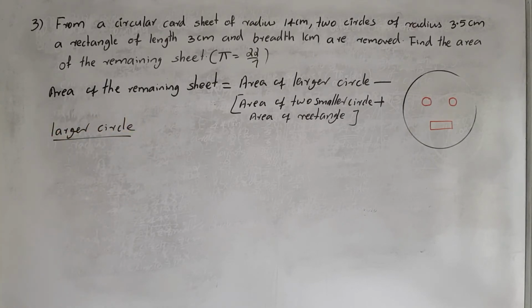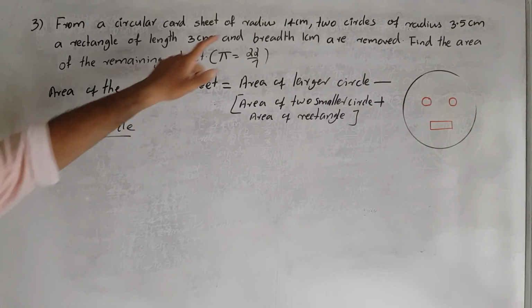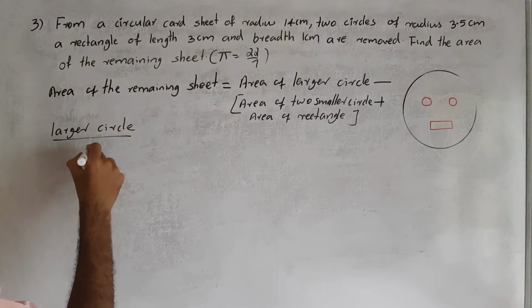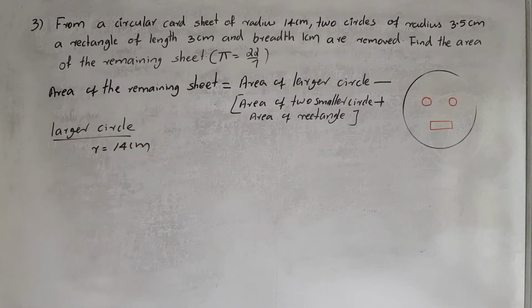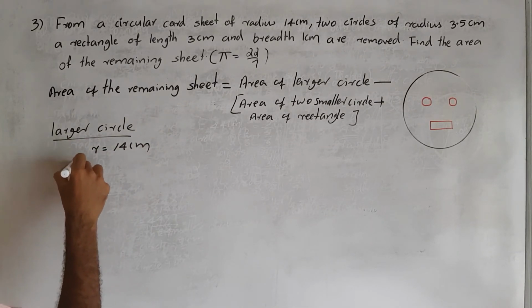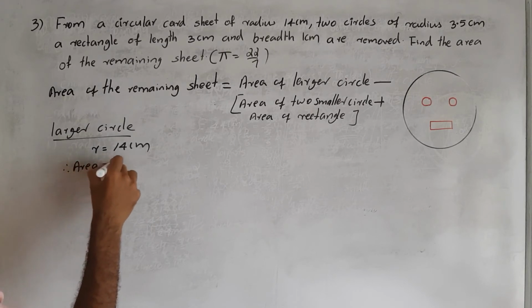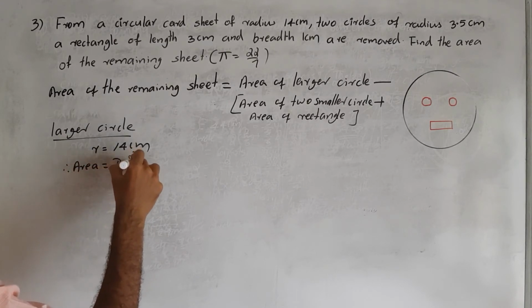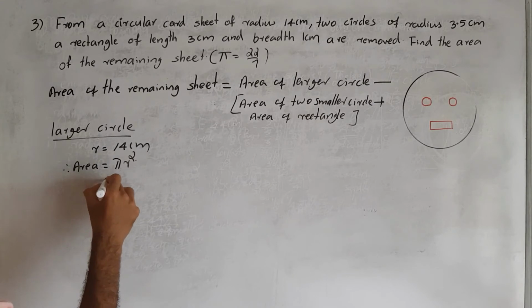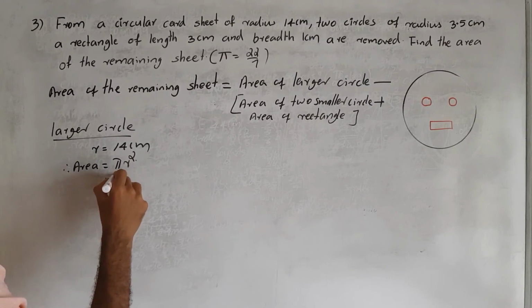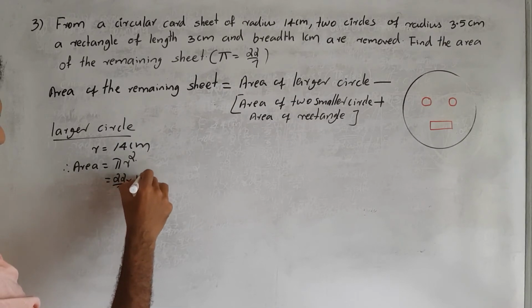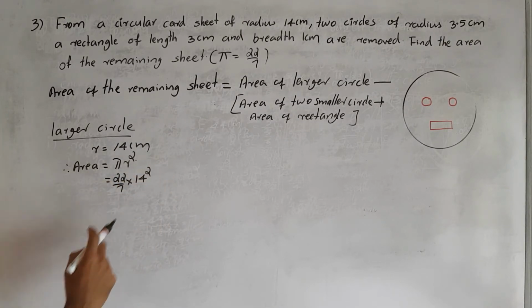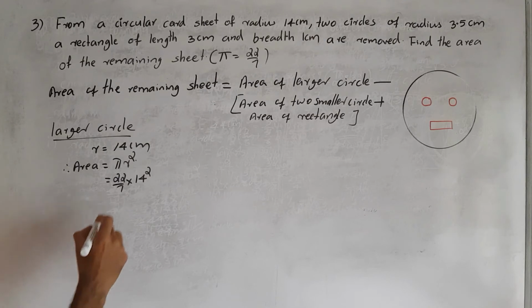Then what is given? The radius of the larger circle is given. What is that? 14 centimeter. Then radius r is equal to 14 centimeter. Okay, then it's possible to find out the area. Therefore area is equal to, what is the equation? Area is equal to pi r square. Then, what is the value of pi? Pi is equal to 22/7 into 14 square.